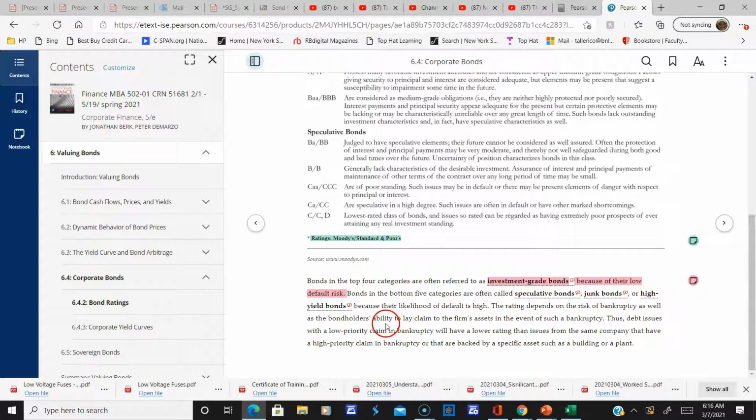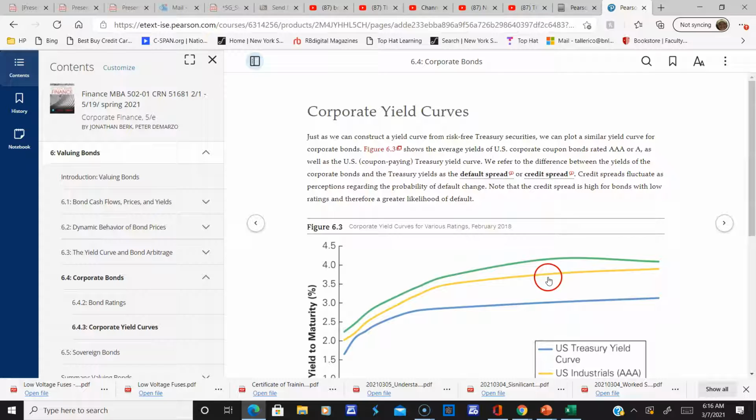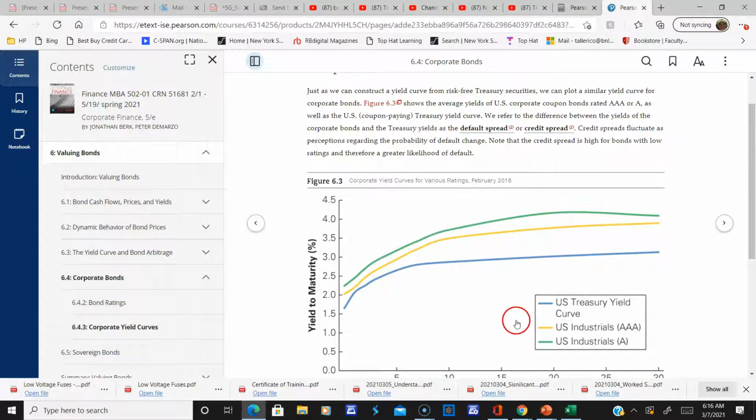So basically, the risk is whether they're going to file bankruptcy or you're just going to get your money back. You can read up a lot about that in other places. All right, so here's corporate yield curves.